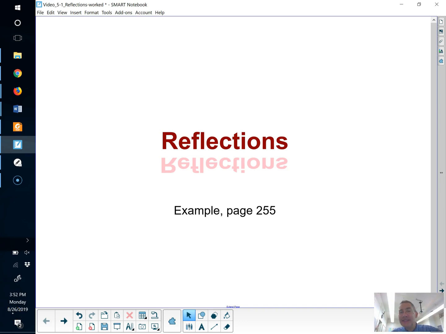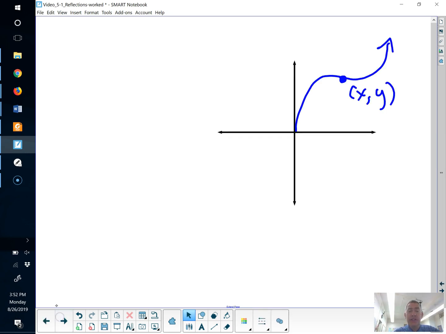Hello again, statistics and pre-calculus, looking at how to do reflections of graphs with equations. First, a quick little look. Here is a graph. If we wanted to reflect that graph, say over the y-axis, it would look like that.